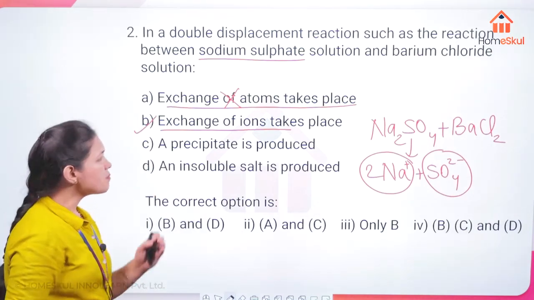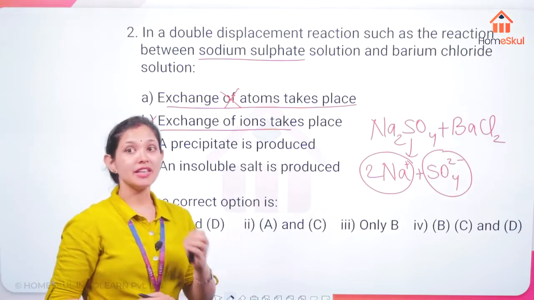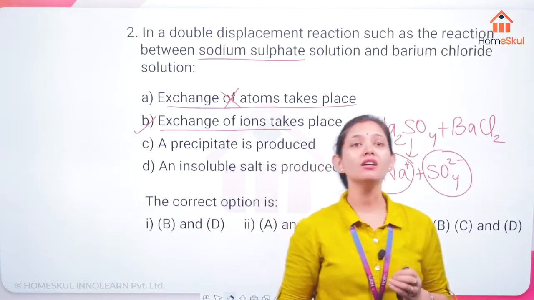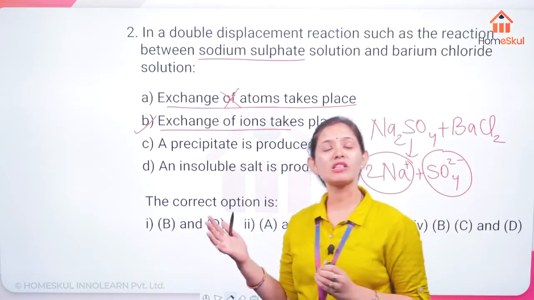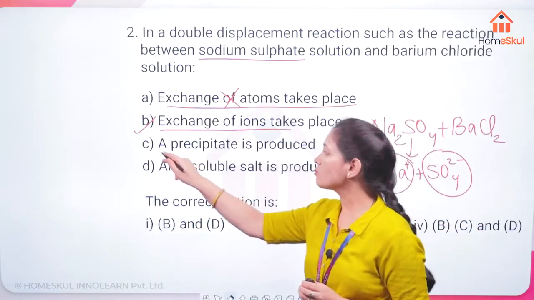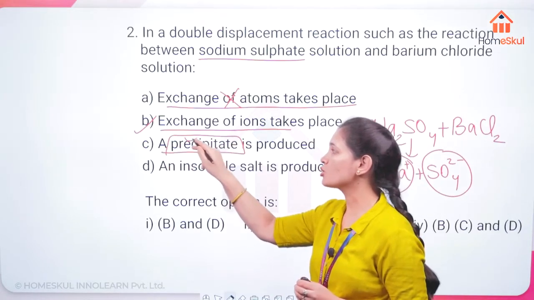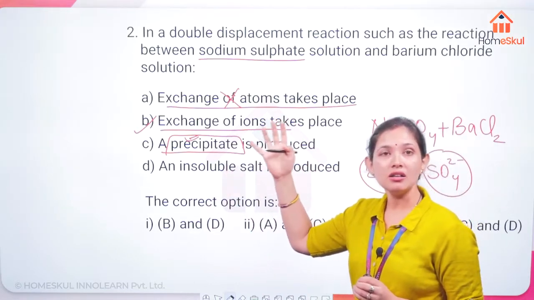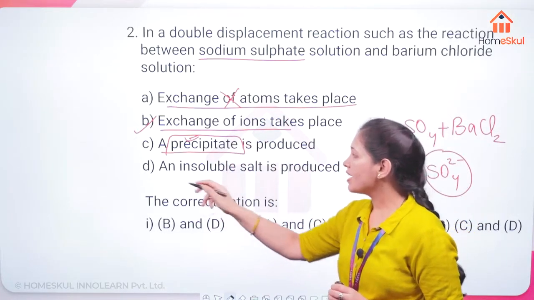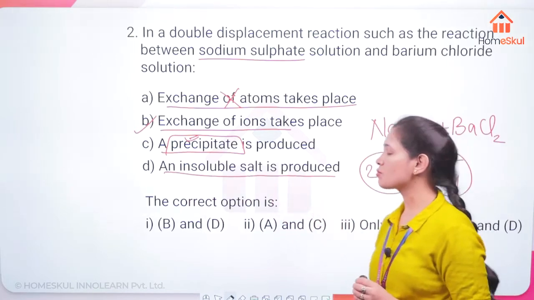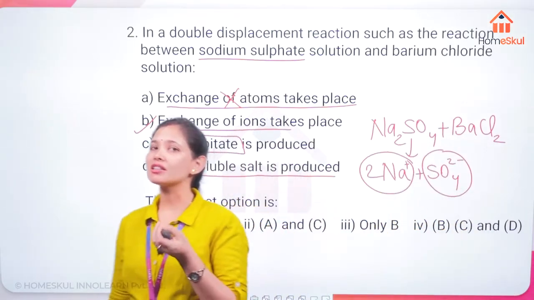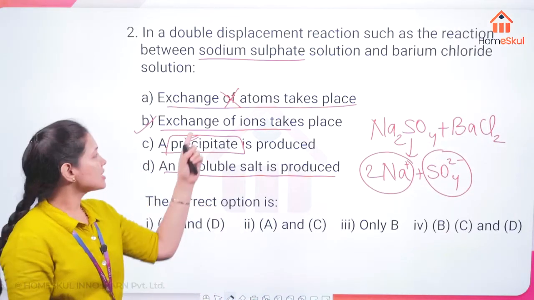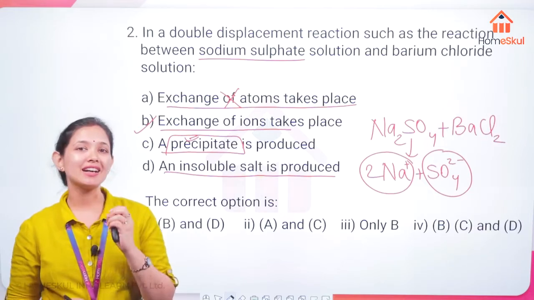And the next one, a precipitate is produced. Yes, we all know this. Yes, Neha, very correct. Option 4 is correct here, because in the double displacement reaction there will be the formation of precipitate also. That is the specialty of double displacement reaction. And an insoluble salt is produced. Insoluble salt is nothing but your precipitate here. So that is why these three options are going to be correct here.